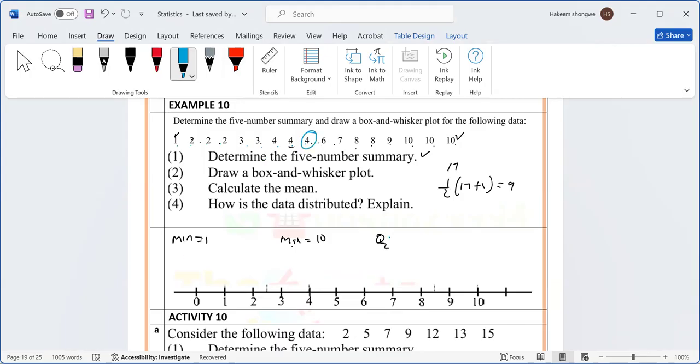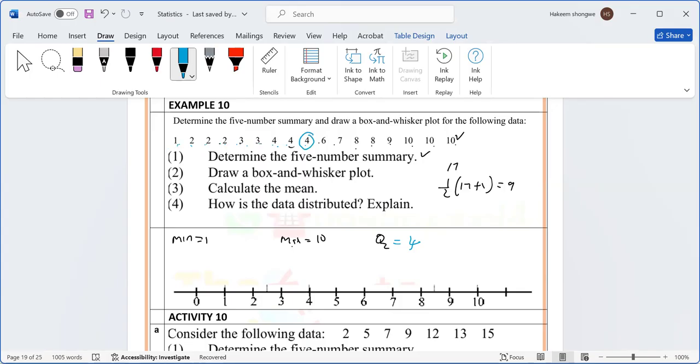So our Q2 is equal to what? Position 9. Our Q2 is 4. Is in position 9. Yeah, I was checking if you're awake. Now I see you're awake. Yes. 1, 2, 3, 4, 5, 6, 7, 8, 9. So this is 9.